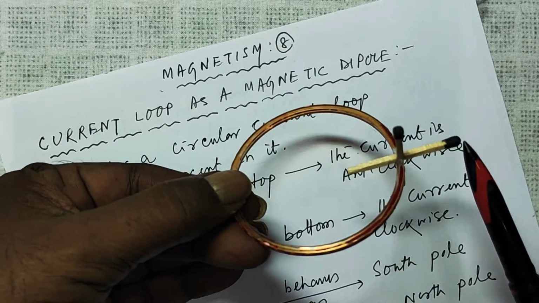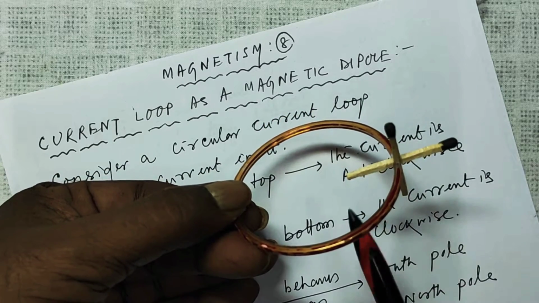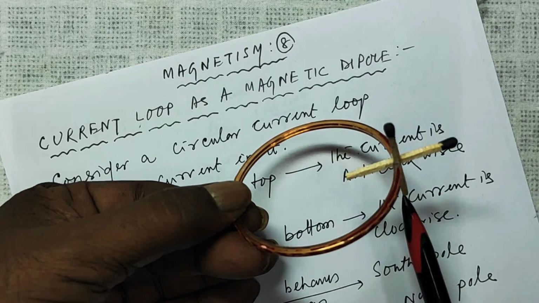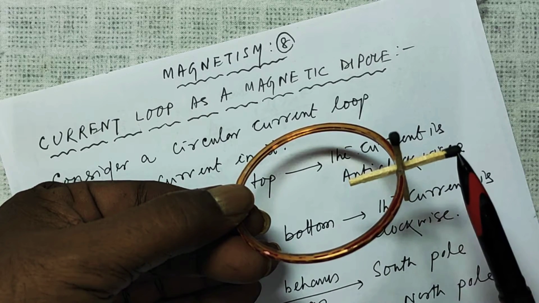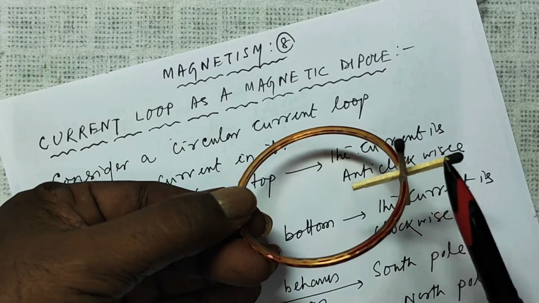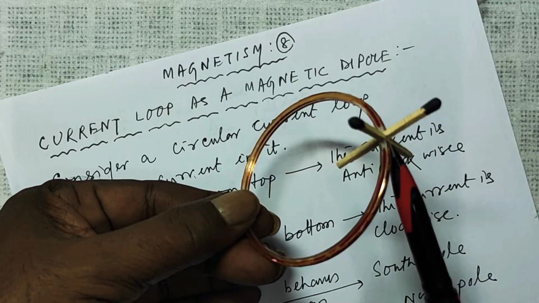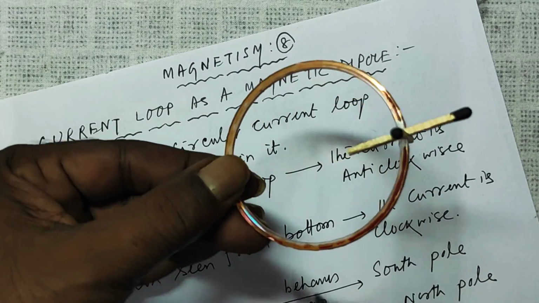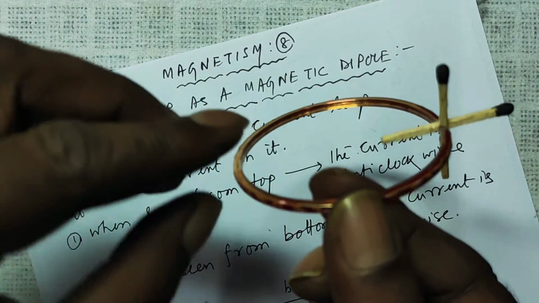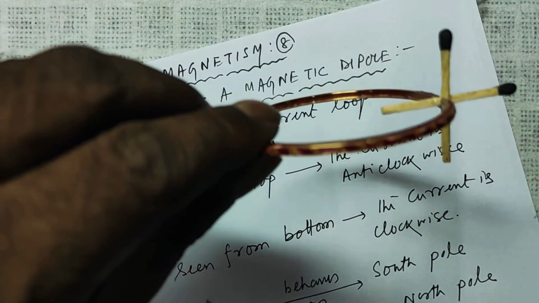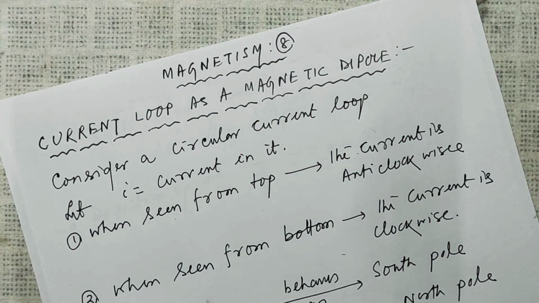Let this point be small a, this point small b, this point small c, this point small d. Equal distance. The distance from here to here is r, from here to here is r, from here to here is r, and from here to here is also r, right? So I will explain with this model, right? Now let us begin.